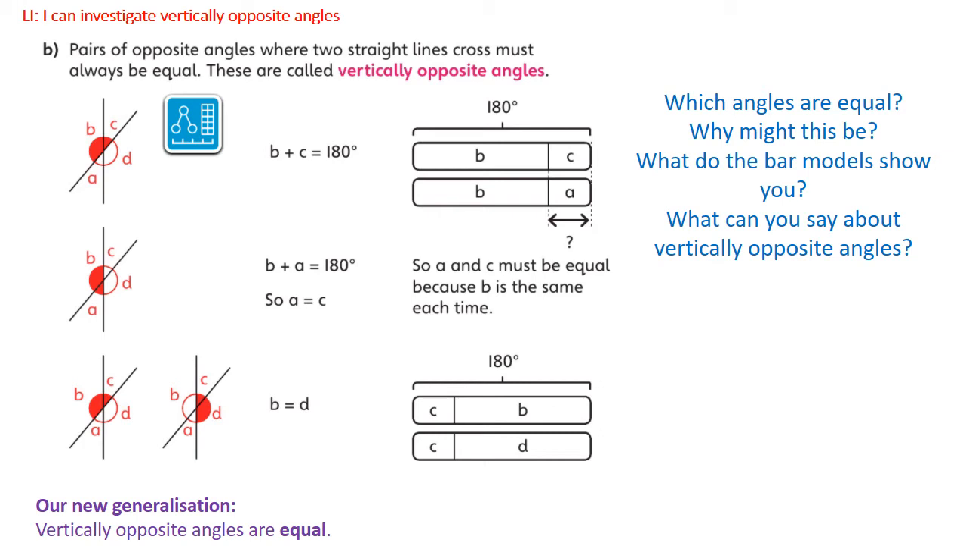If we look at that first picture, B plus C equals 180. But also B plus A equals 180. So can you see from the bar that A and C are the same size? Let's move on.